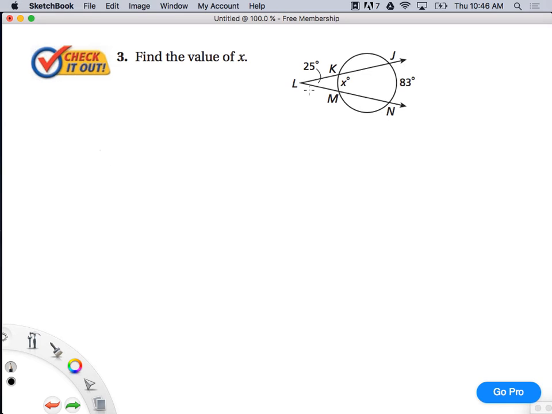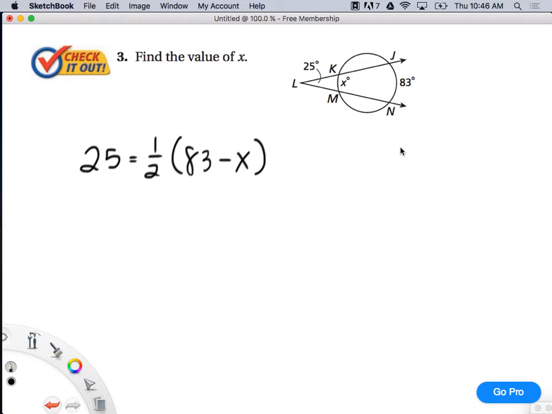Okay, this is a little bit different. Look, this is the arc. I know that the angle, 25, is half of the difference between these two arcs. So 25 is 1/2 of 83 minus x. You see that? The angle is half of the difference between these arcs. Usually I gave you the angle, but this time you have the angle and you're looking for this arc. So this angle, 25, is half of the difference between 83 and x.